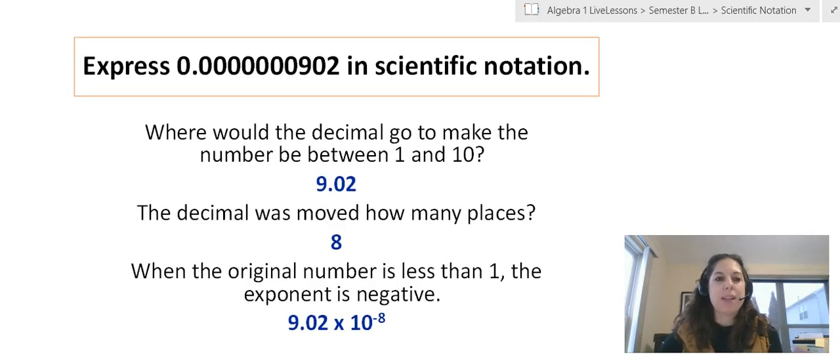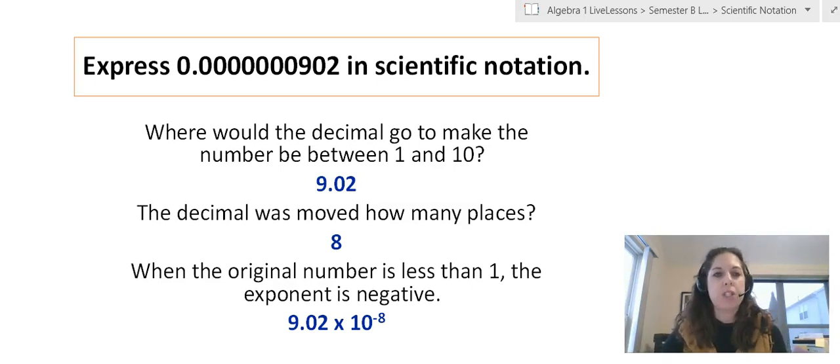So let's express 0.000000902 in scientific notation. So you can see right there, there's a pretty small number. And the reason we would probably want to write it in scientific notation is that's a lot of zeros. We could mess that up pretty easily if we're using this number over and over again in like a science experiment or whatever the case may be.